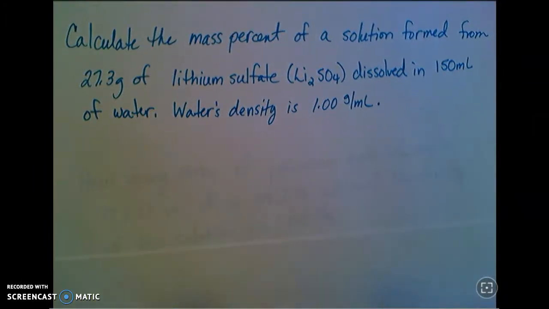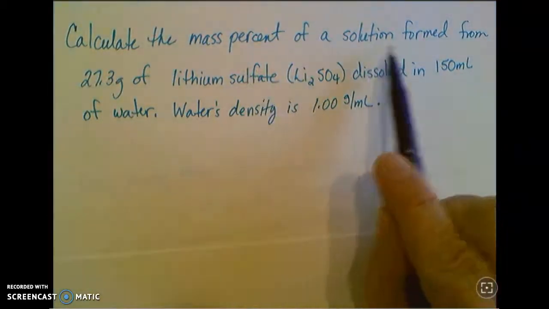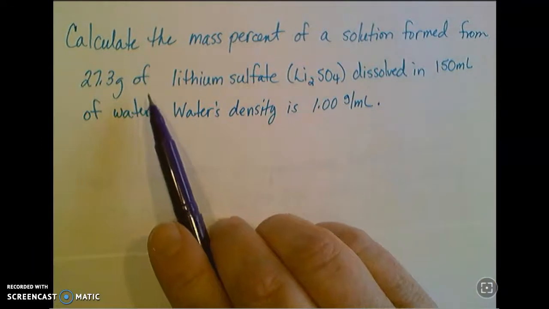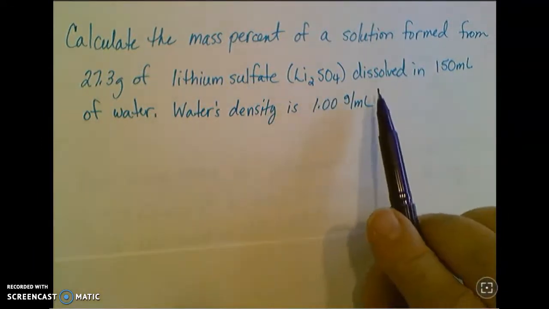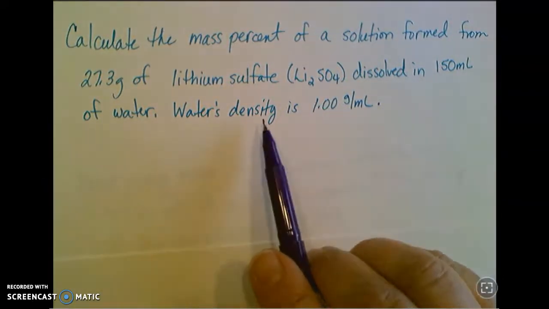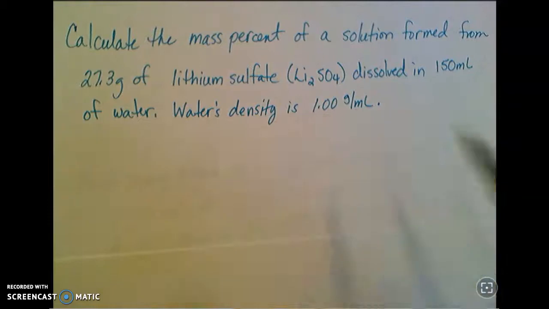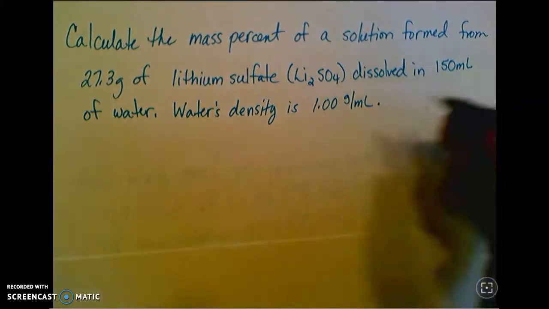This one's a little simple and straightforward. So it says calculate the mass percent of a solution formed from 27.3 grams of lithium sulfate, which is Li2SO4, dissolved in 150 milliliters of water. And water's density is 1 gram per milliliter. So why do they tell me that? Because I need a mass. And they didn't give me a mass. They gave me a volume in milliliters.